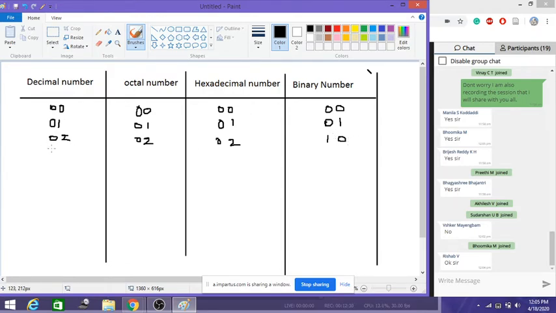So after 0 0 0 1, the next number is 1 0 in binary, which is equivalent to 2. Now if I write 3 here, and it is also 3 here, what happens in binary? Now it has become 1 1. The 0 has become 1, and the other 1 has remained as it is. Now if I want to write 4 here, it is also 4 in octal and 4 in hexadecimal.